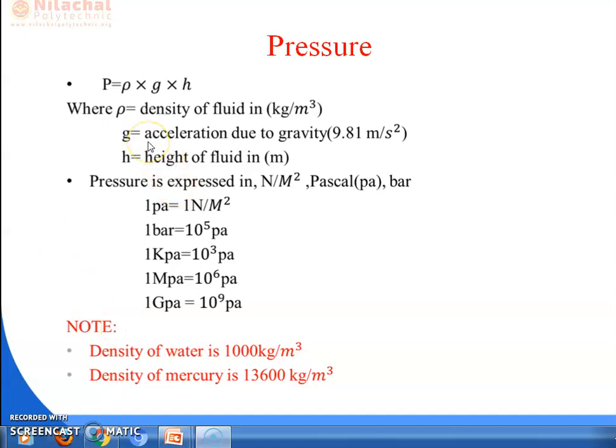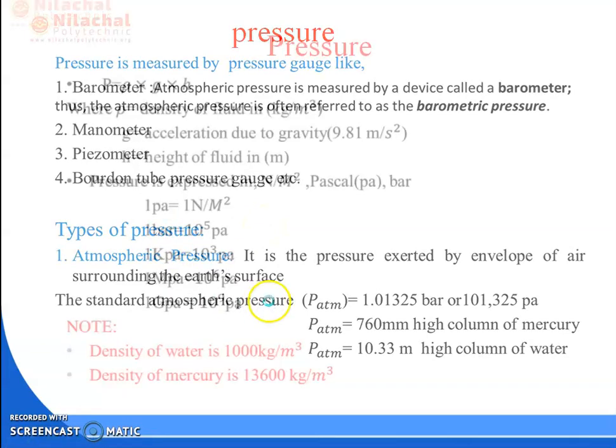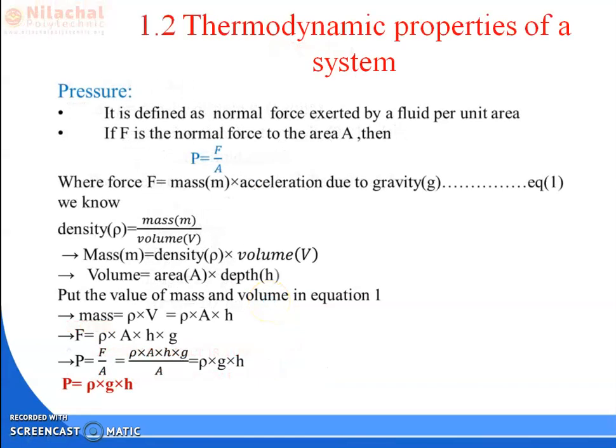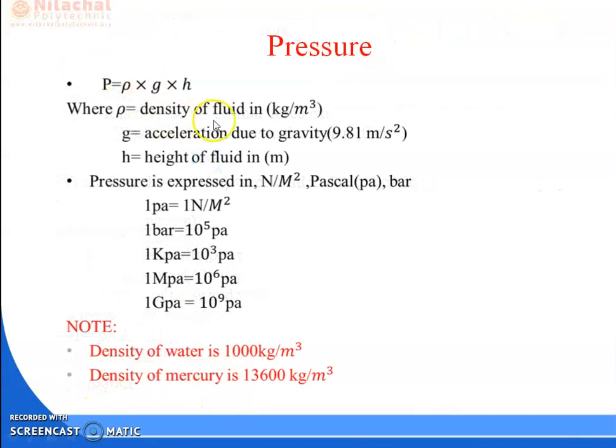So basically we derived that in the previous slide. We derived that pressure is equal to rho times g times h. So P is equal to rho g h. And what is rho? Rho is the density of fluid. Unit is kg per meter cube. g is the acceleration due to gravity, that is 9.81 meter per second square. h is the height of fluid, or you can say depth of the fluid, in meter.